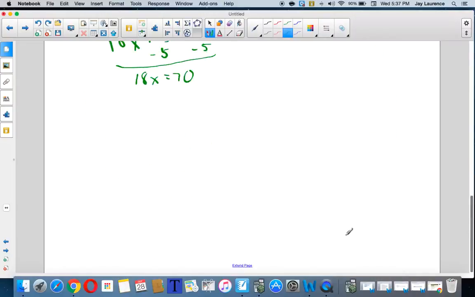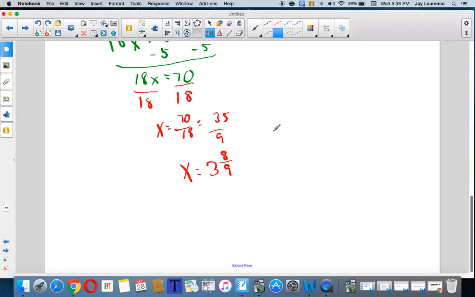I can make this work. So now I have to divide both sides by 18. I don't like this number because it's not simplified, so I'm going to divide by 2 and get 35 over 9. That's a real easy one because I know 3 times 9 is 27. So 9 is going into 35 3 times, and it's 8 short of 35. And I divided by 9, so the answer is 3 and 8 ninths.